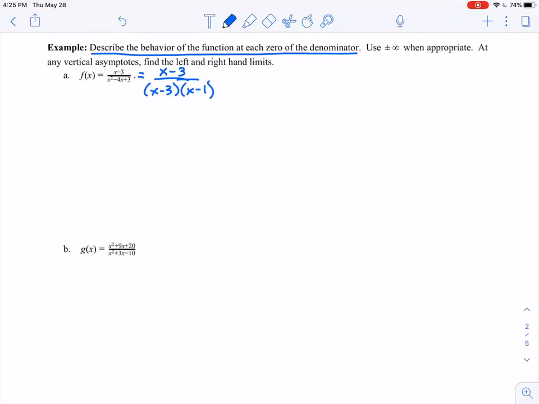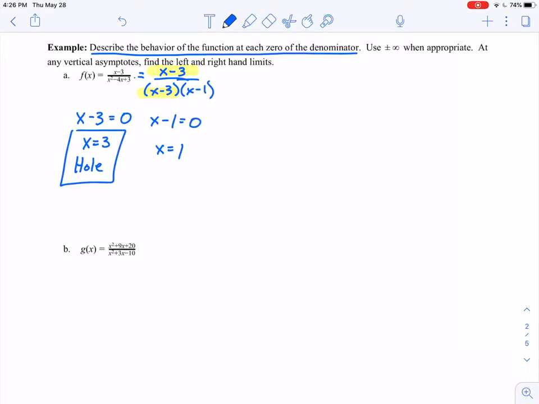So I can take each factor here and just set it equal to 0. x minus 3 equals 0, x minus 1 equals 0. Here I have x equals 3, here I have x equals 1. So those are the zeros. And I want to determine, is this the location of a hole, or is this the location of a vertical asymptote? To tell, I'm going to look at where those factors came from. x equals 3 came from x minus 3. If you have a factor of x minus 3 in both your numerator and your denominator, this is the location of a hole.